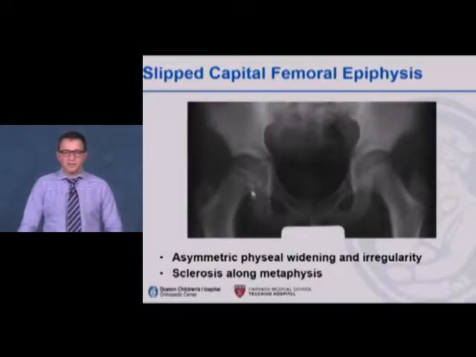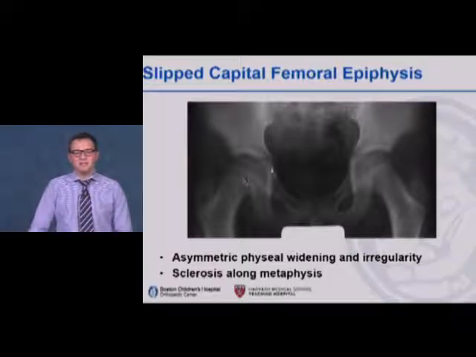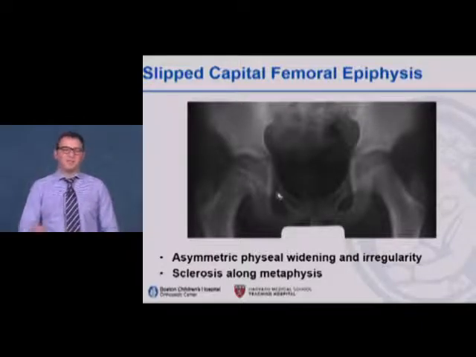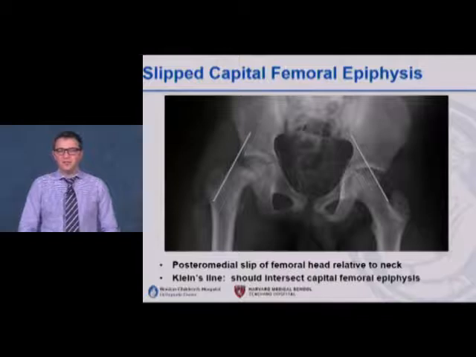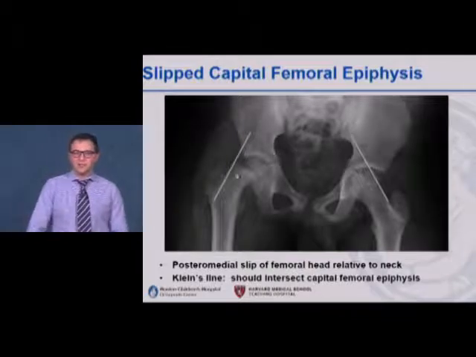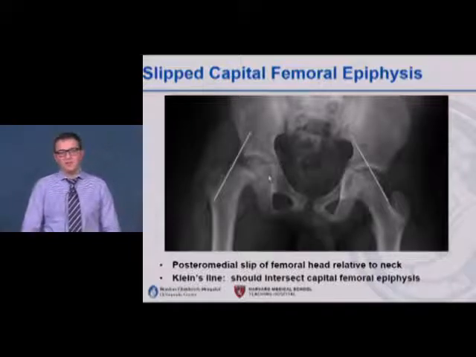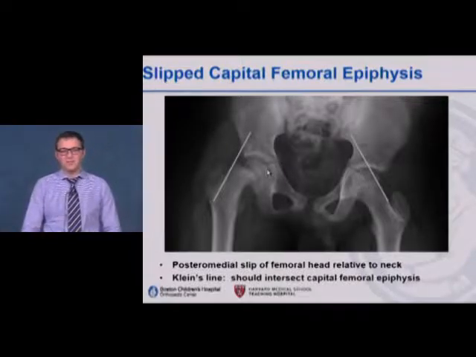And if you look here at the growth plate, there is this fluffy appearance here to the physis compared to the other side. And what's happening here is the physis is slipping. The analogy to think about is it's an ice cream on a cone, and the ice cream part is falling off of the cone. And the way to look at it is what's called Klein's line, which on an AP pelvis, you draw a straight line up the neck, and it should capture just a little bit of the femoral head. Whereas on this side, you can see the ice cream cone has fallen off already, the ice cream.